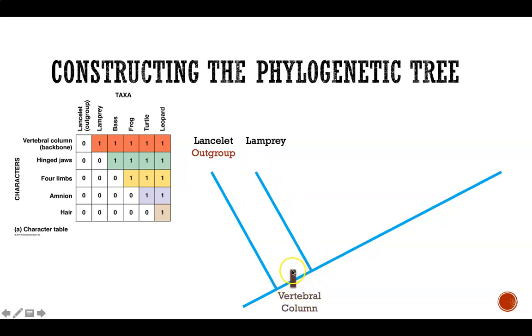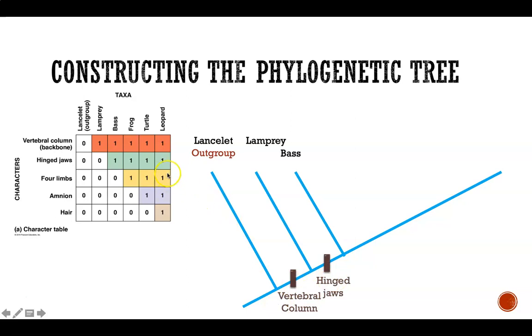So here we can see the vertebral column is a trait that everybody after the appearance of this trait is going to share. But the lamprey only has that characteristic. It does not have any of the other characteristics that we see here. So let's move on to the next trait. The next trait that's shared by everybody is the hinged jaws. Now, the individual that has both the vertebral column and the hinged jaws is the bass. So he goes next. So there's our bass, and he has hinged jaws along with everybody else.